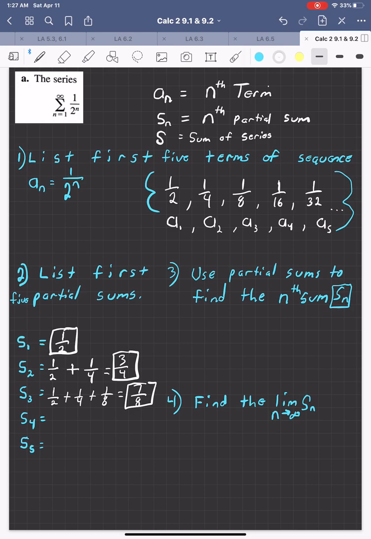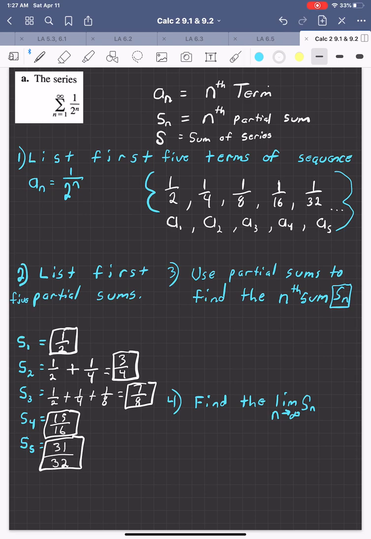We'll see what that possibly could mean for us in just a little bit, but I'm going to go ahead and give you S sub 4 would be 15 over 16. That's if you added up a half plus a fourth plus an eighth plus a 16th. And S sub 5 would be 31 over 32. Now, if you ever see any silly arithmetic mistakes, just bear with me. But that is going to be your first 5 partial sums.